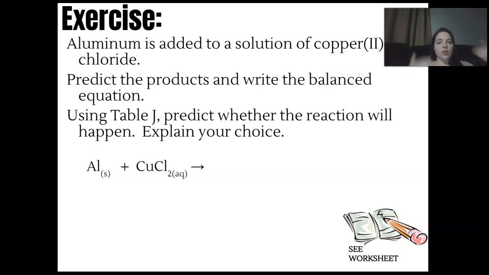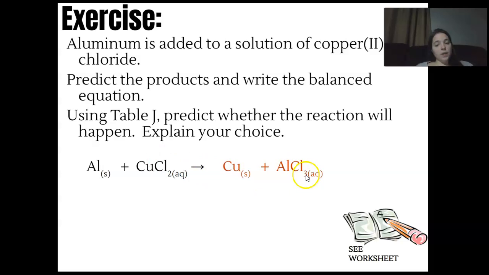So remember what I said, you're going to switch out the positives with the positive, and aluminum typically is a positive, so you're going to switch that out with the copper, so you're going to be left with copper and aluminum chloride. So it should look like this.